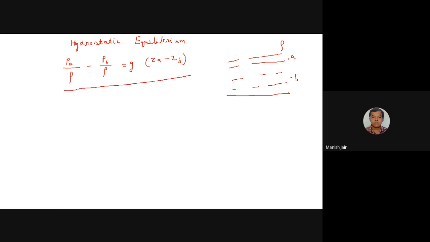Okay, so that is equal to PA minus PB equal to rho g (ZA minus ZB). That is the pressure difference between these two points. Okay, so this is the hydrostatic equilibrium for incompressible fluid.